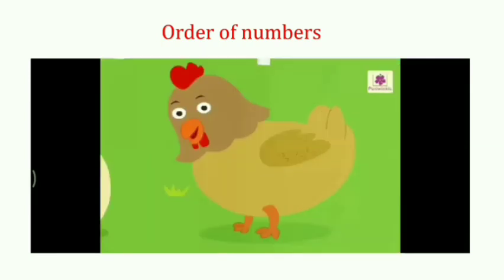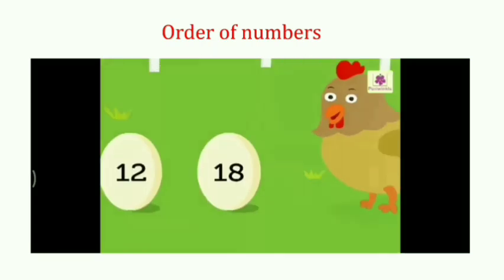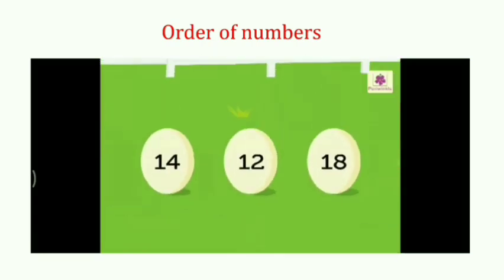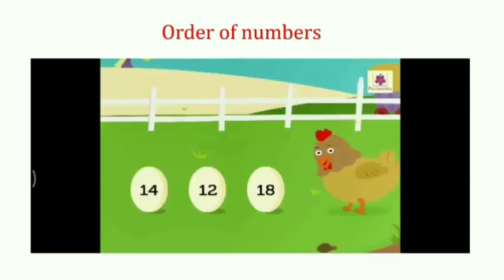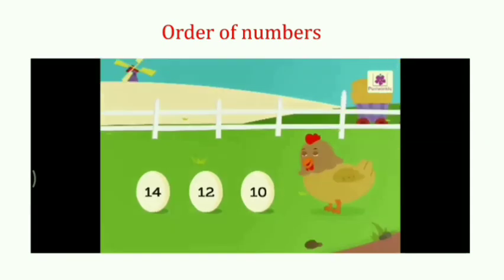Look at Daisy. She has 3 new numbers to arrange in the descending order. They are 14, 12, 18. Here there are 4 ones in 14, 2 ones in 12 and 8 ones in 18. The greatest is 18 and the smallest is 12. Hence, the descending order is 18, 14, 12. Hope you enjoyed learning with Daisy the hen.